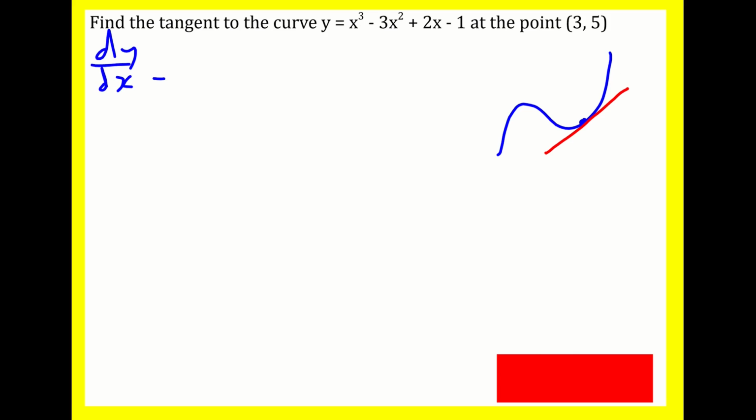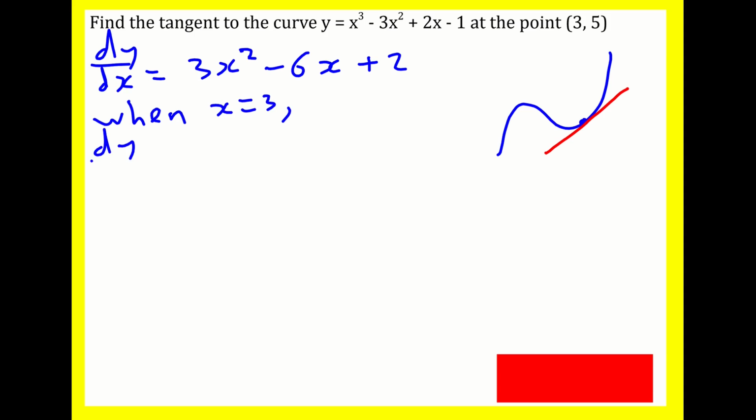dy by dx is going to equal 3x squared, just using my rule here, minus 6x plus 2. Now I want the gradient at x equals 3. That's going to be 3 times 3 squared, that's 27, minus 18 plus 2, which equals 11. So I've got the gradient of my tangent.